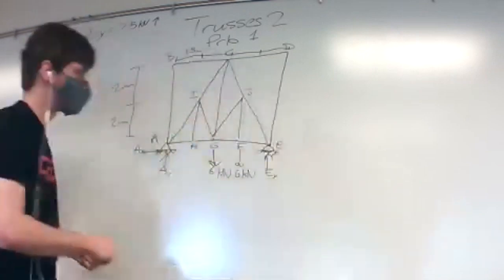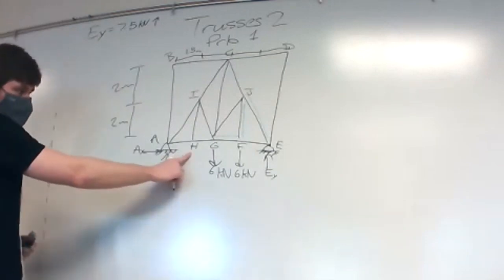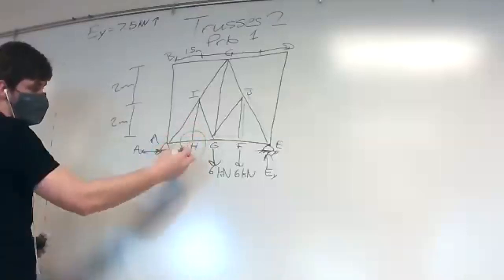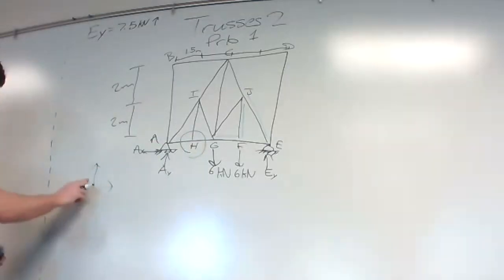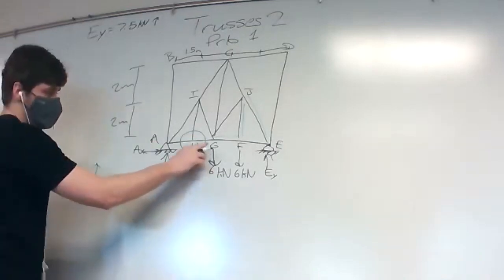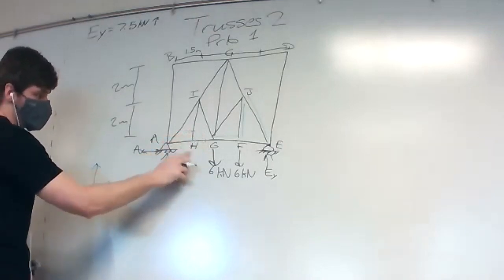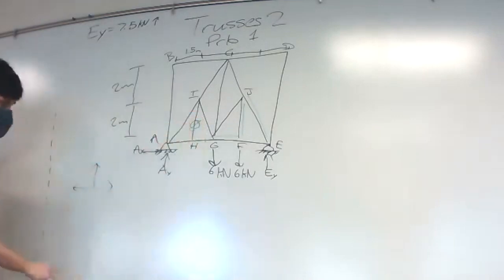So let's take a look. Here at H, we can see there's no force applied down. If we look at just H, it has this kind of shape. So a force moving by itself here in the y direction is automatically going to be 0. So we can say that this is a 0 force member.